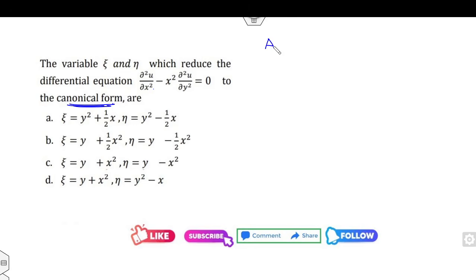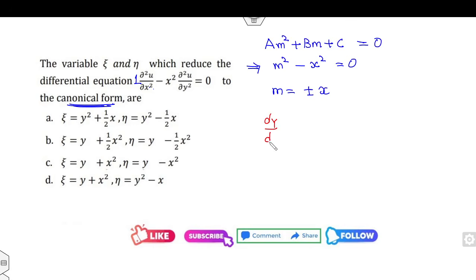The canonical form means you have to find the auxiliary equation first, or the characteristic equation. What is A? The coefficient of this is 1, B is 0, C is minus x square. So the value of m is plus or minus x. So my equation will be dy over dx plus m1, and the second is minus x. I can solve the first part only; for the second part only the plus/minus sign changes.